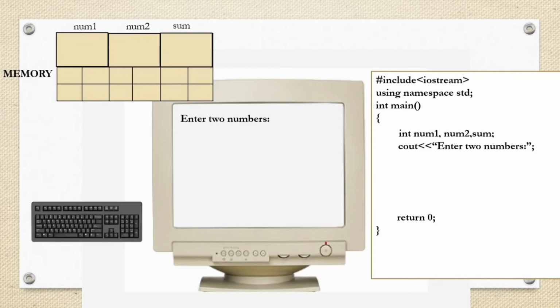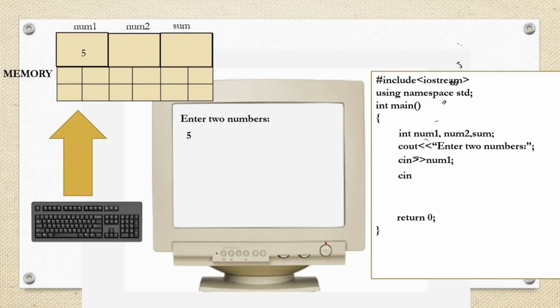Now the user can input values into the computer. Which command will be used for inputting values into the computer? You can use the cin command to accept a value from the keyboard. So cin num1. This command will accept a value for num1 from the keyboard. For example, the user can enter 5 into the computer. So that value is stored for num1. That value will be stored in the place that is allocated for num1 in the memory.